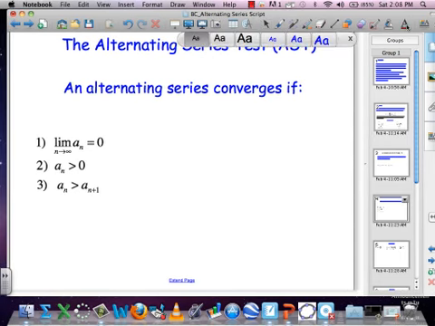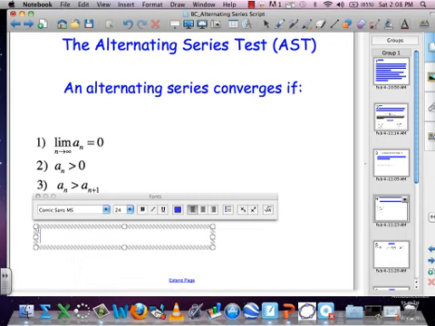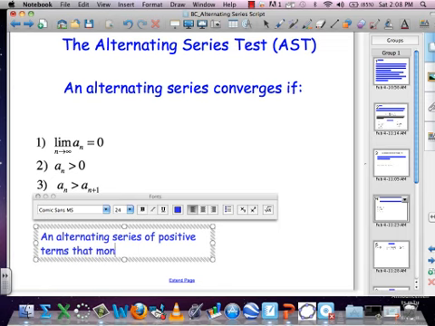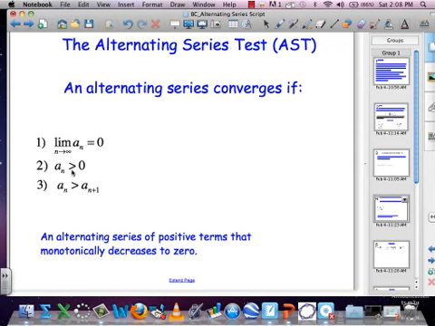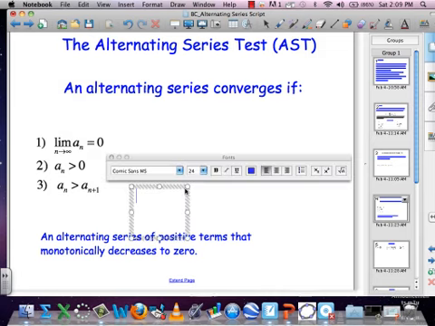By the way, there are some buzzwords that go along with these 3 terms. You can say an alternating series will converge if the series is an alternating series of positive terms that monotonically decreases to 0. You have an alternating series of positive terms. That's number 2 here. You have positive terms that alternate between positive and negative. That monotonically decrease means each term is smaller than the one before it. That's number 3. And they have to decrease to 0 in order to converge. So that's the sentence or the buzzwords that go along with those 3 things. That's what needs to be verified before you can say that your series converges.